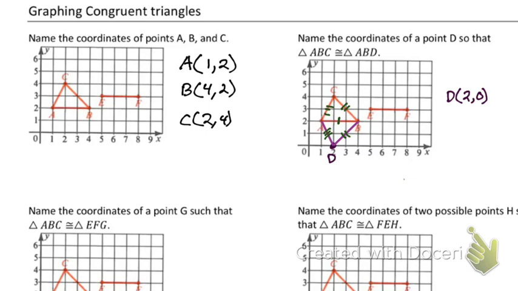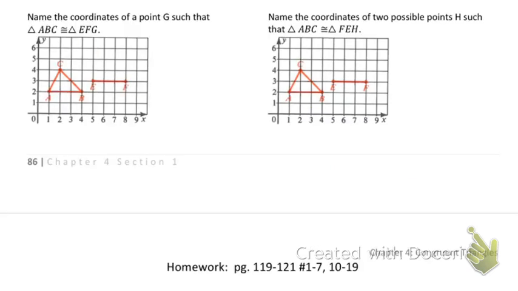All right, let's do one more together, and then you'll do one on your own. Our next one says we have ABC. We're supposed to make that congruent to EFG. Well, so our AB must be congruent to EF. That's already taken care of for us. It is the same length. AB is 3 units, EF is 3 units.